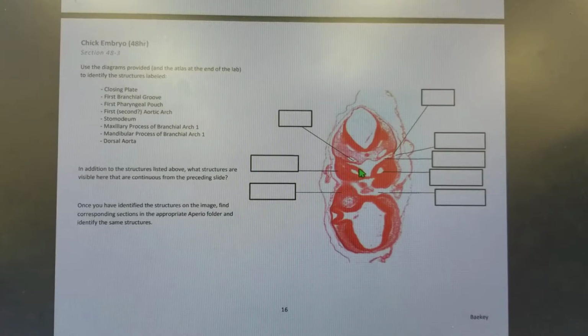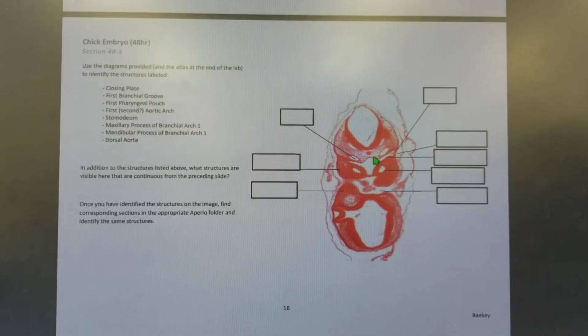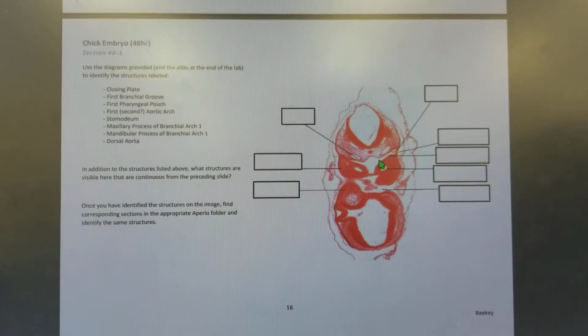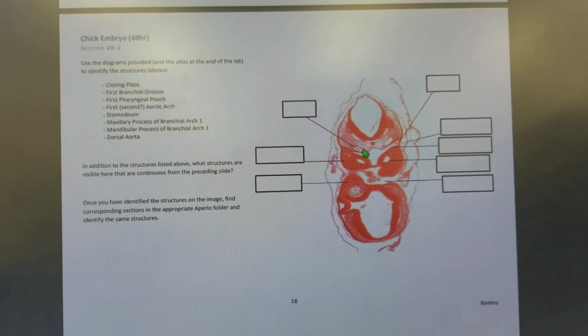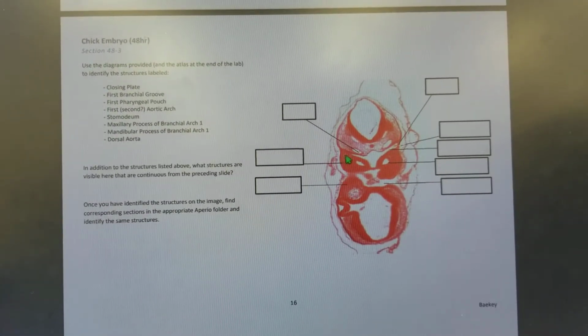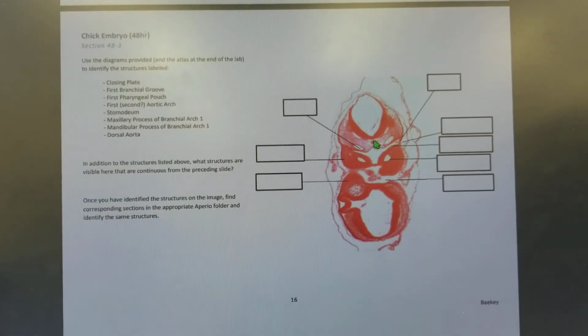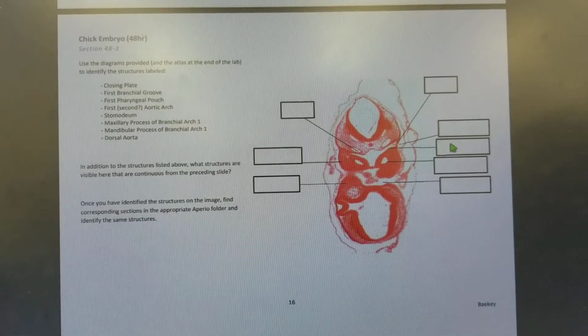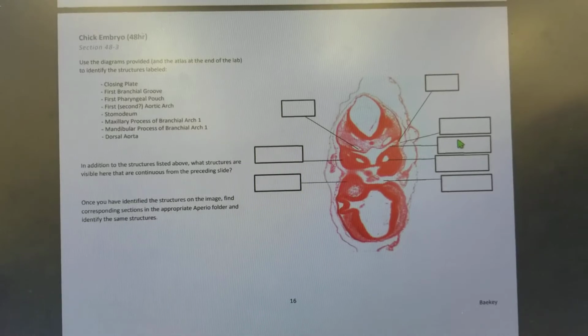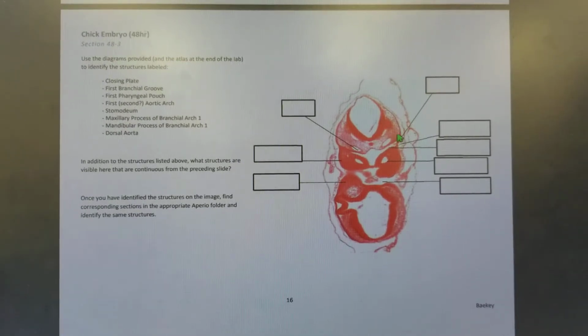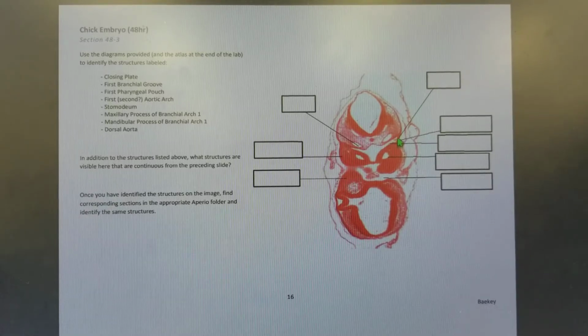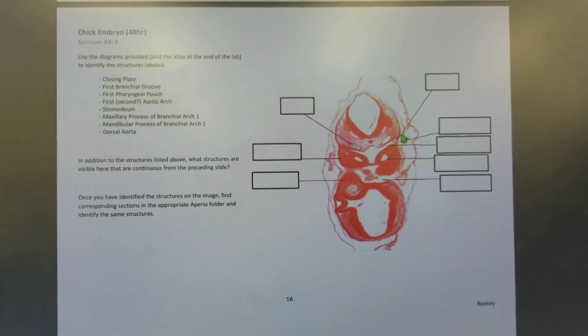But now we start to get into these structures where we start to get into the pharynx, and we start to get into these pouches that extend off of the pharynx. Those are the pharyngeal pouches. So this structure here is the first pharyngeal pouch, okay? And this here is the first pharyngeal groove, which lies here. This depression is the first pharyngeal groove.